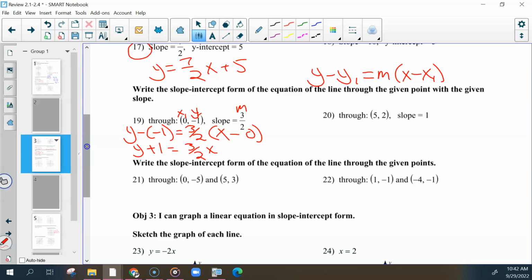And then we have to get y by itself. So we're going to get rid of the 1 by subtracting it to the other side. So y equals 3 over 2 x minus 1 is our final answer.